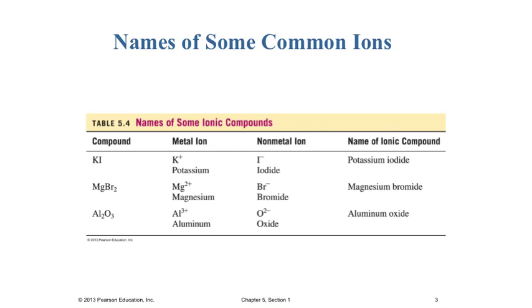Here are some examples of some common ions. So we have potassium and iodide. You see that we named the metal first, which is potassium. The ending changes from iodine to iodide, IDE. The same with magnesium bromide and aluminum oxide.